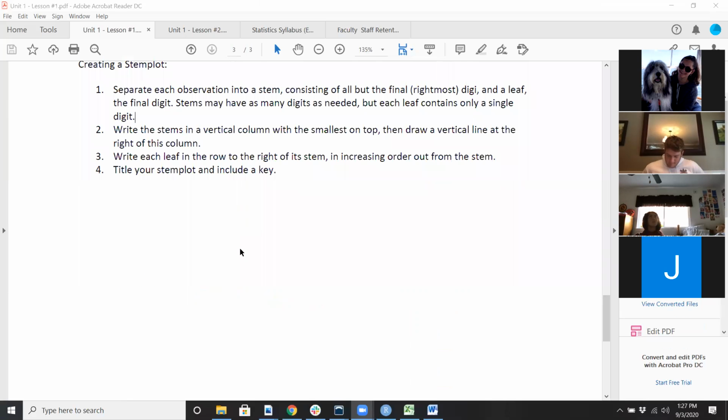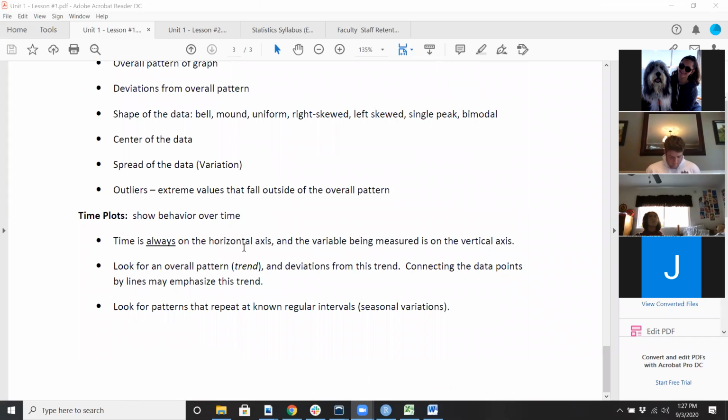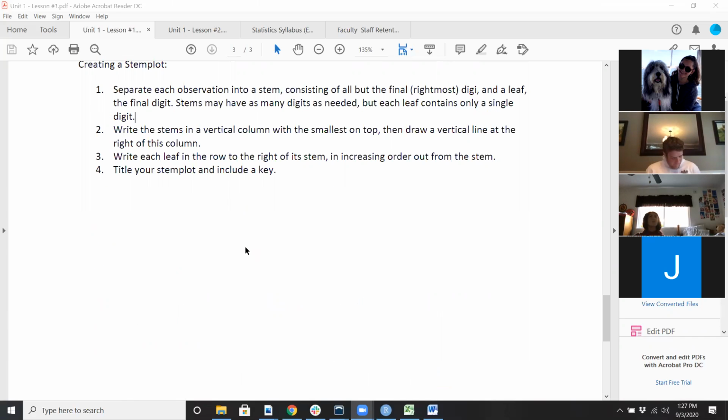I won't have you guys write it all out, but it just takes a while. But that's how you do a stem leaf plot.